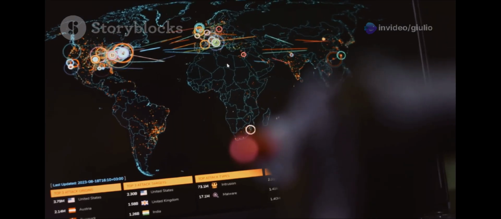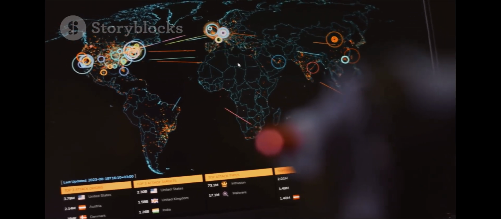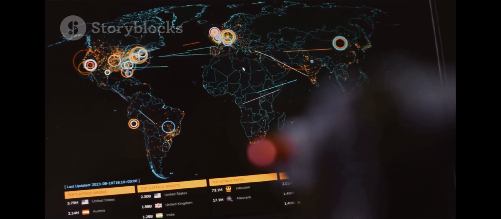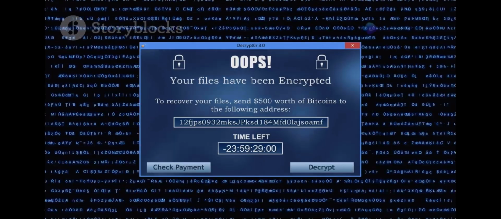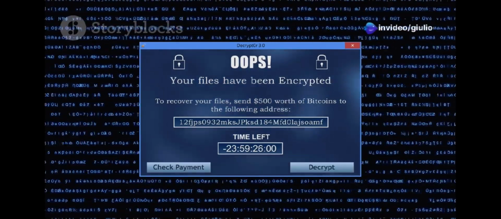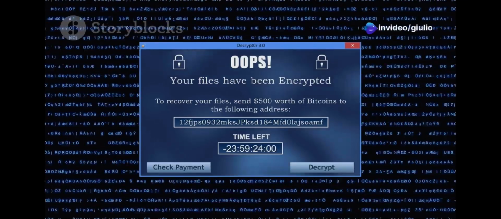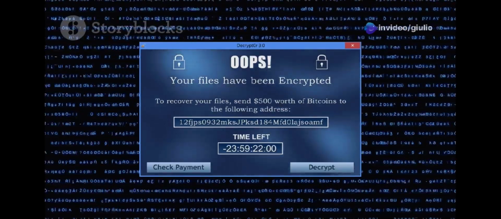This attack spread rapidly across the globe, infecting hundreds of thousands of computers in over 150 countries. It exploited a vulnerability in older versions of Microsoft Windows, encrypting data and demanding ransom payments in Bitcoin.